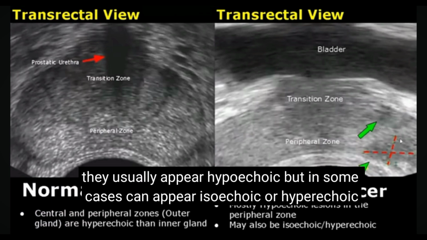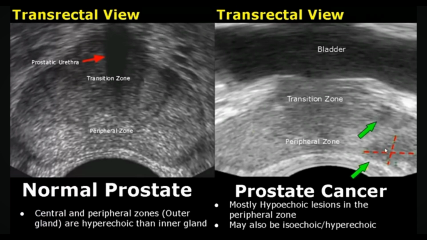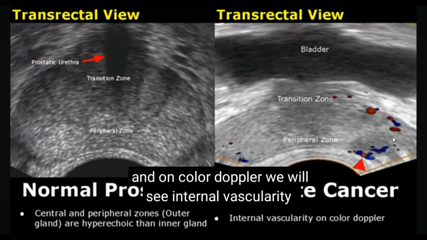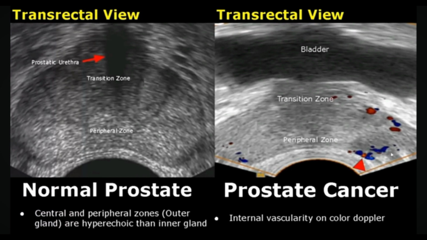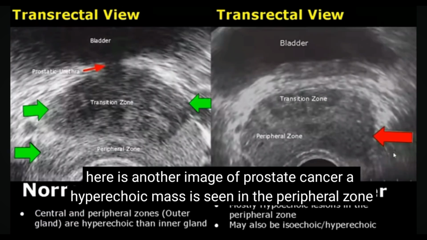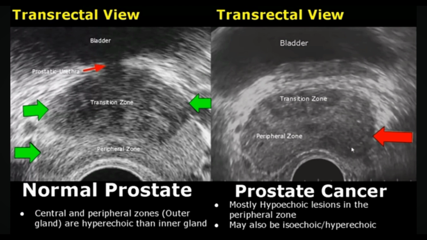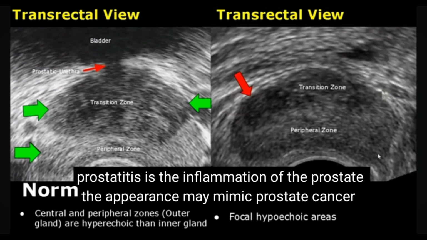Prostate cancers mostly occur in the peripheral zone. They usually appear hypoechoic, but in some cases can appear isoechoic or hyperechoic. On color Doppler, we will see internal vascularity. Here we will see Doppler signals inside the masses. Here is another image of prostate cancer. A hyperechoic mass is seen in this area.